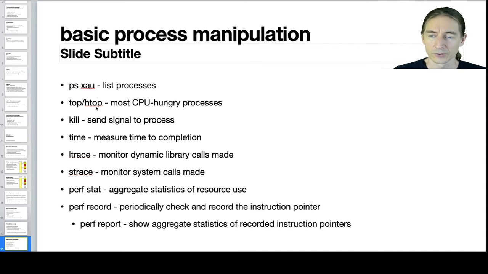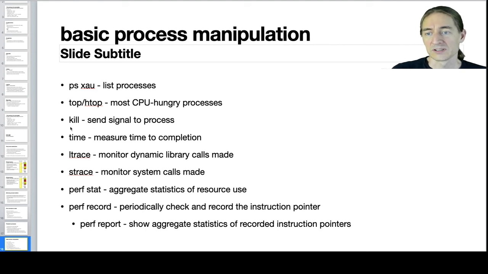top or htop just lists the most CPU hungry processes. That can be handy sometimes. Keep in mind though that it'll list all of them, and we have one shared machine for lots of us. It can get a little confusing.